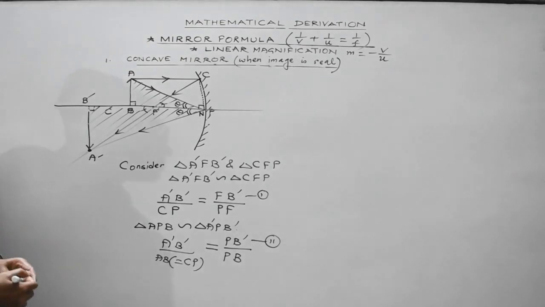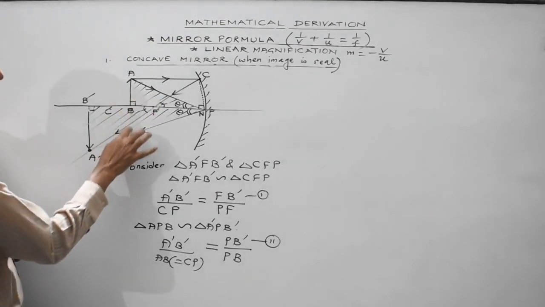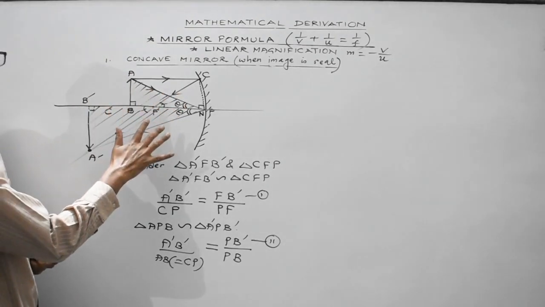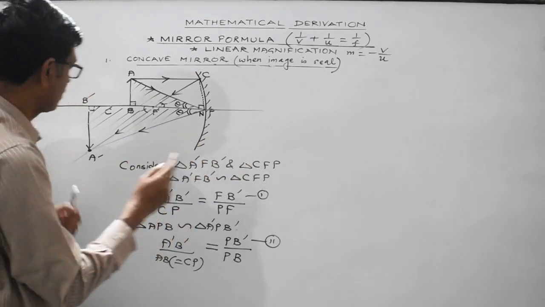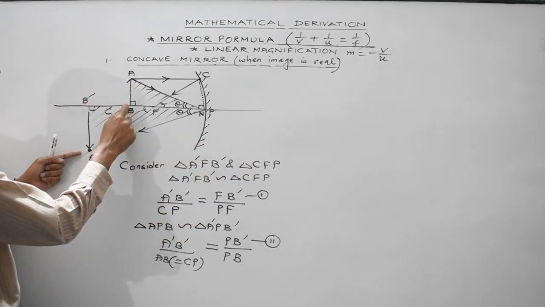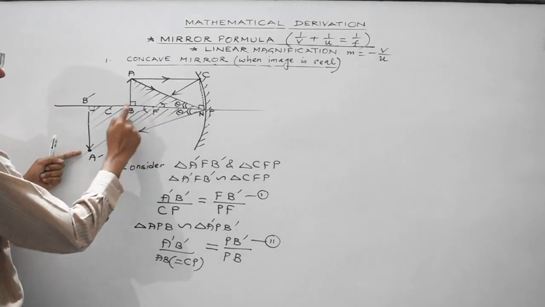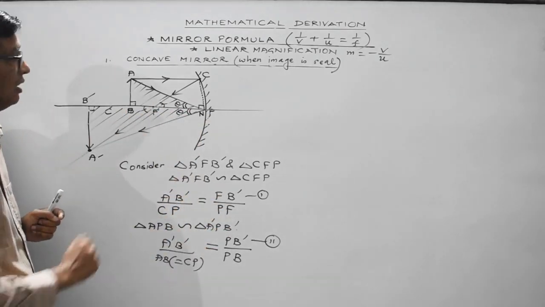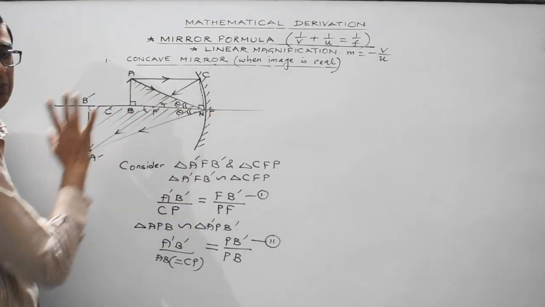Clear? So these two shaded triangles are also similar. Therefore, their corresponding sides must be proportional. A'B'/AB must be equal to PB'/PB. That is what I have written. And AB naturally is equal to CP.